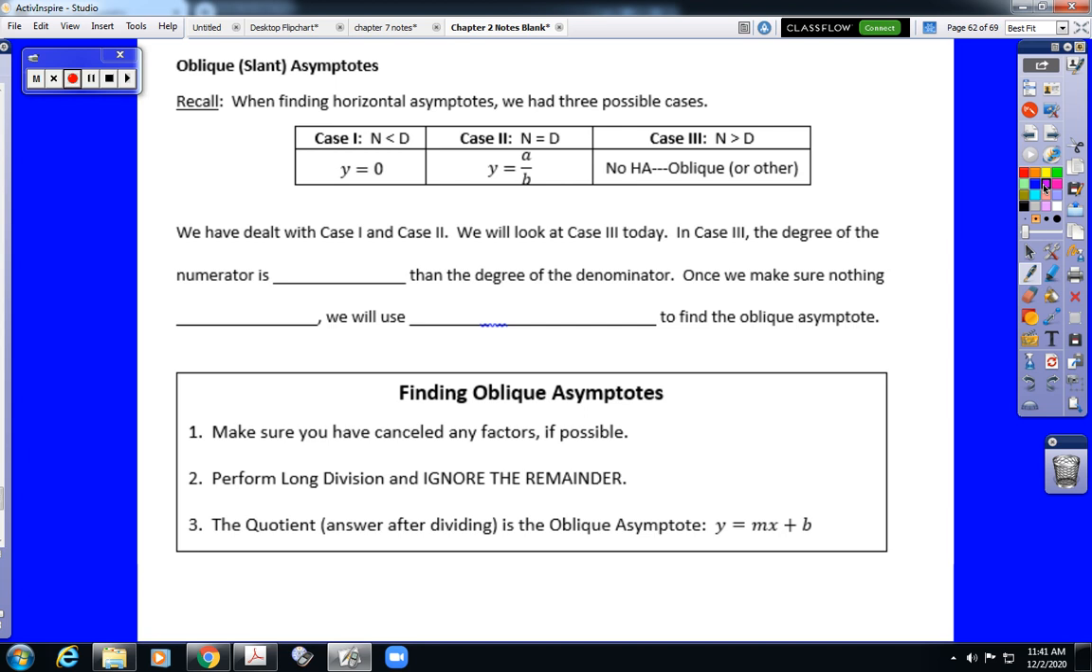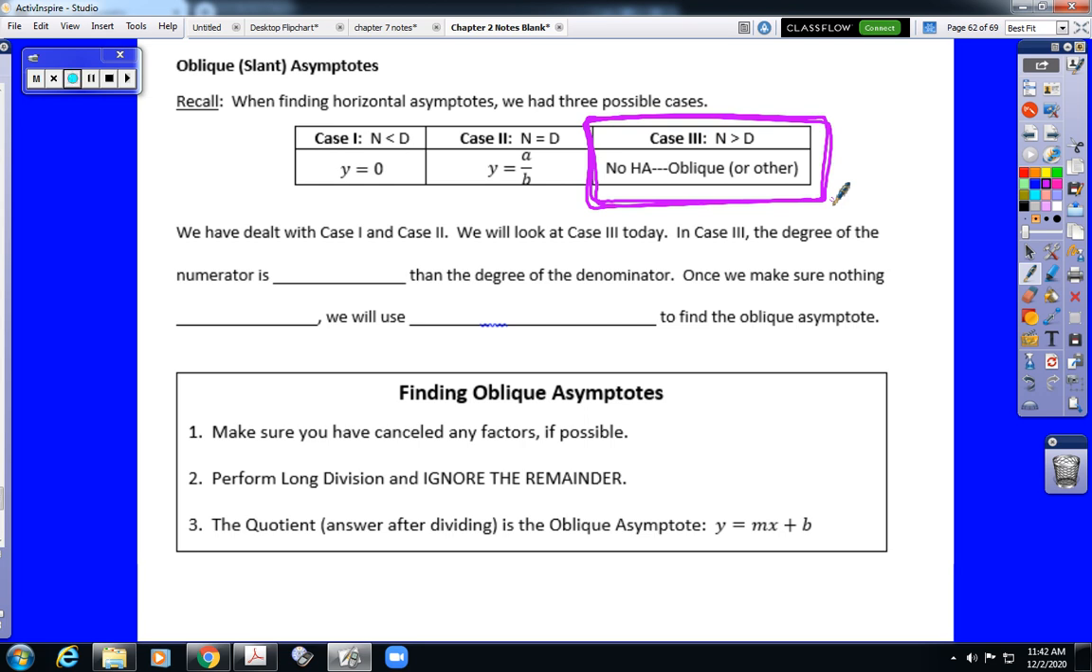This would be case 3 when we're checking for a horizontal asymptote. If the numerator's degree is greater than the denominator's degree, that means there is no horizontal asymptote because there's an oblique asymptote, or potentially a quadratic asymptote or a cubic asymptote. But we're only going to deal with oblique asymptotes at this level.